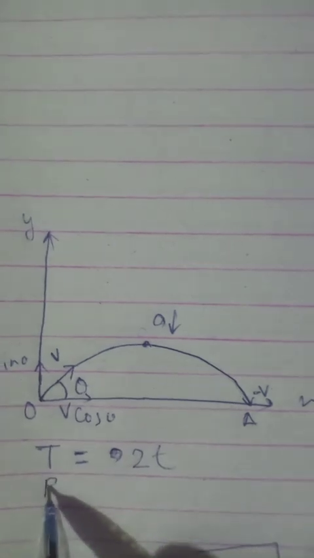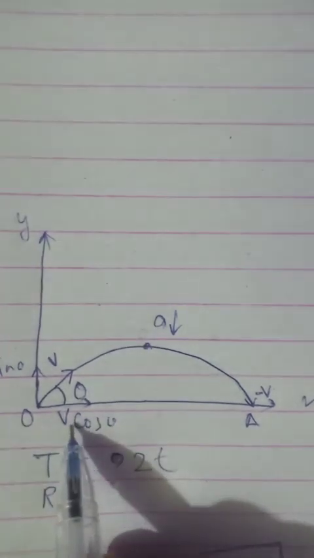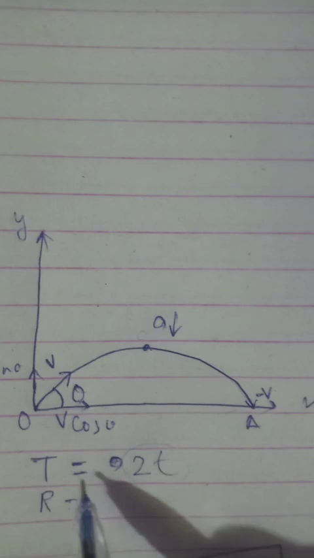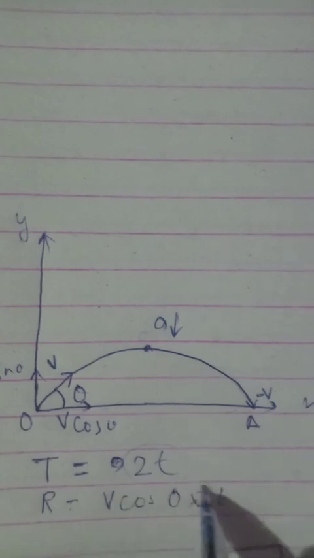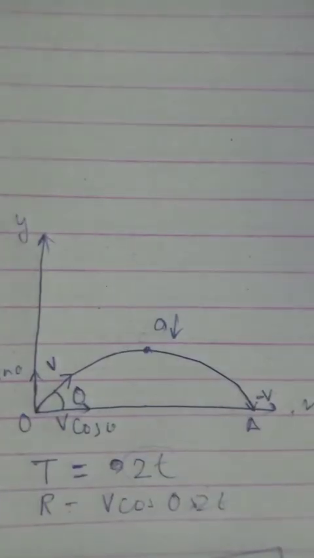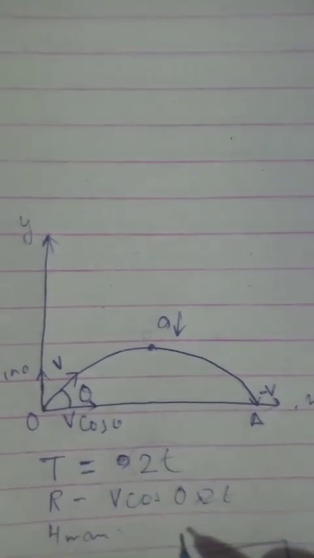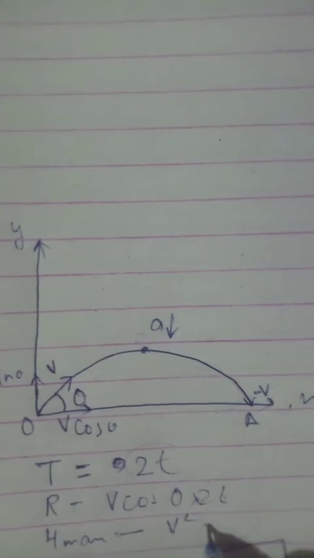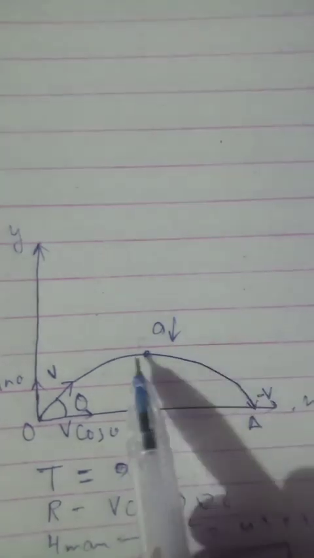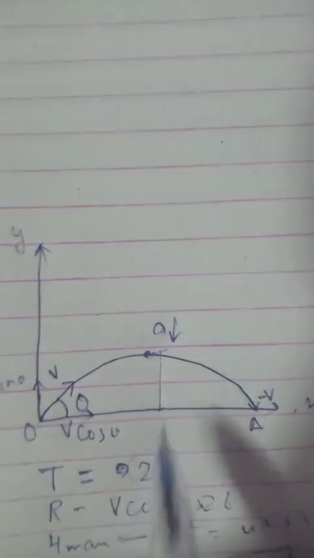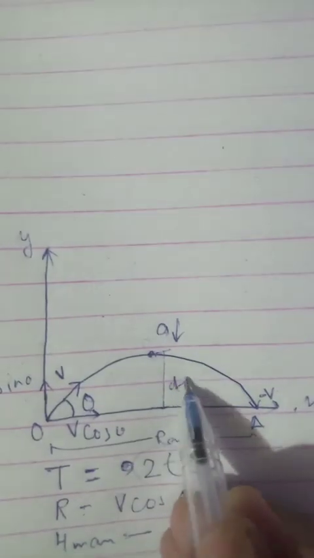Another type of question is range, which will be the velocity along the x axis, v cos theta, times the time of flight. So range will be v cos theta into 2t. Range is the distance which is traveled by the ball. And maximum height you will find by the formula v squared equals u squared plus 2as. By putting in the values, you will find the maximum height, this much height, and this much distance is called range. This is called h max, the maximum height.